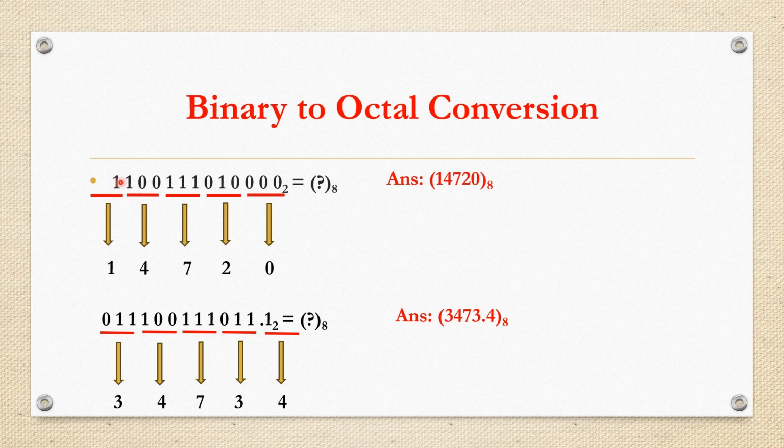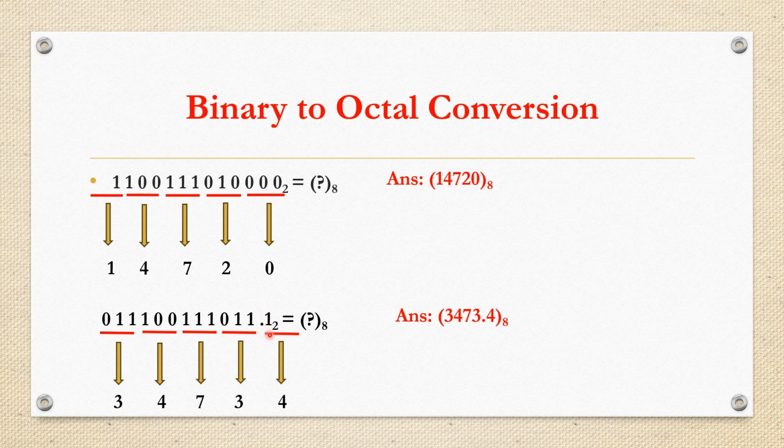So the answer for this big binary number is equivalent to 14720 in the octal system. Similarly, here I am showing a real number with a binary point, and you also see the grouping again. Before the binary point, we start grouping from the right hand side, 1 1 0, then 1 1 1, and after the binary point we start grouping from the left hand side.